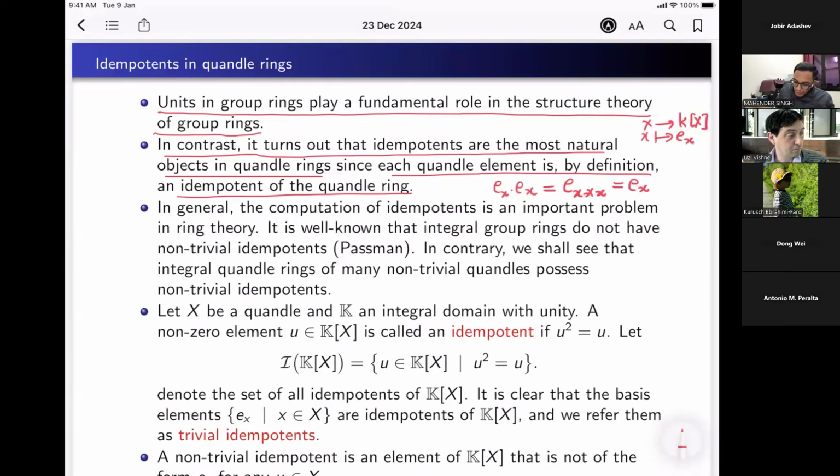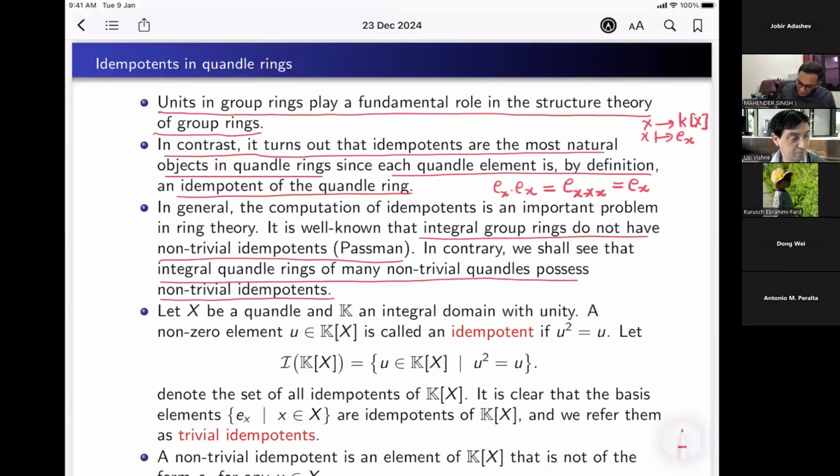And also we know that computation of idempotents in general in ring theory is an important problem. It is well known that integral group rings do not have any non-trivial idempotent. It's a result of Donald Passman, I think a classical result. In contrast, it turns out that integral quandle rings of many non-trivial quandles possess non-trivial idempotents. So in the rest of the talk, I will present two results that we proved recently on determining idempotents for certain families of quandles. So to some extent, we determine the idempotents completely.